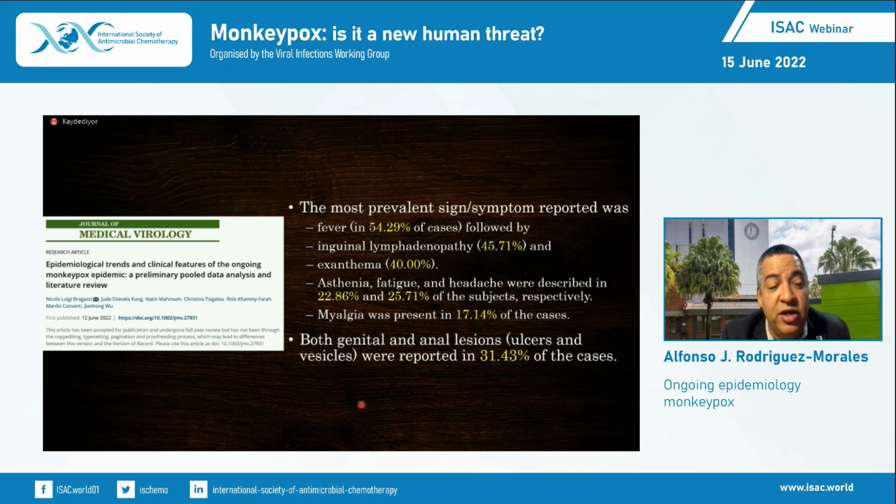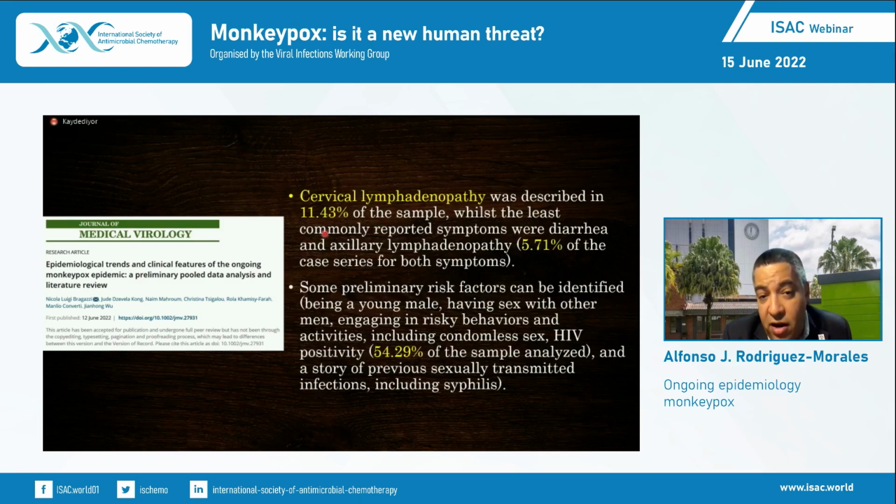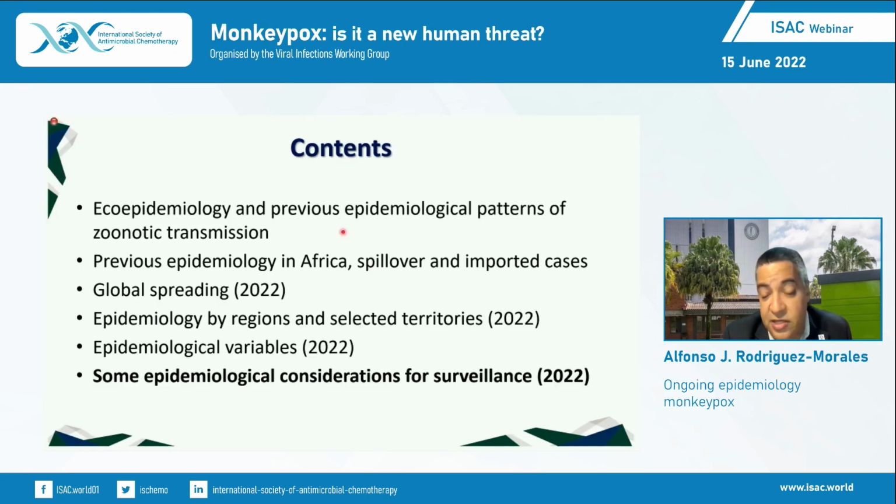Finally, from this publication of the Journal of Medical Virology, you may see here, which is consistent with what we mentioned, the most prevalent signs and symptoms. And cervical lymphadenopathy. Lymphadenopathy, for example, is important and prevalent in these cases.